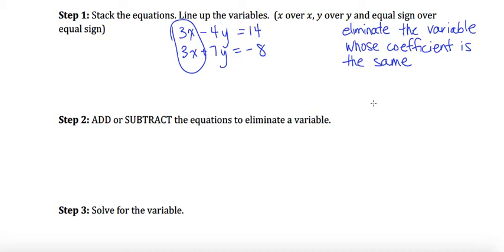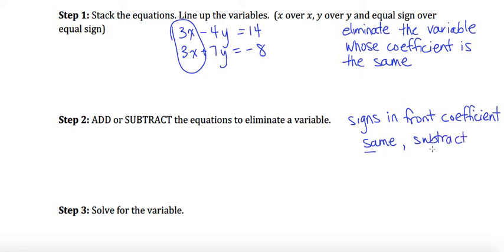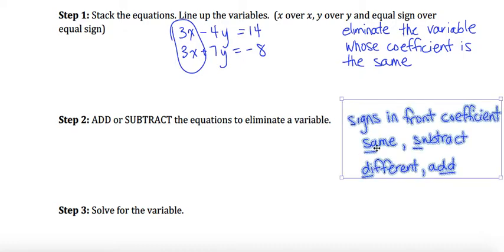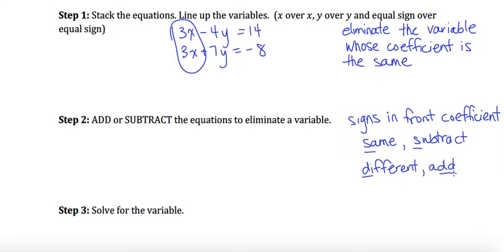The signs in front of the coefficients is what we're looking at to determine whether we need to add or subtract. If they are the same, then we subtract. If the signs are different, then we add. The way I like to think about it is the word same and subtract both start with the letter S, and the word different and add both have D's in them.